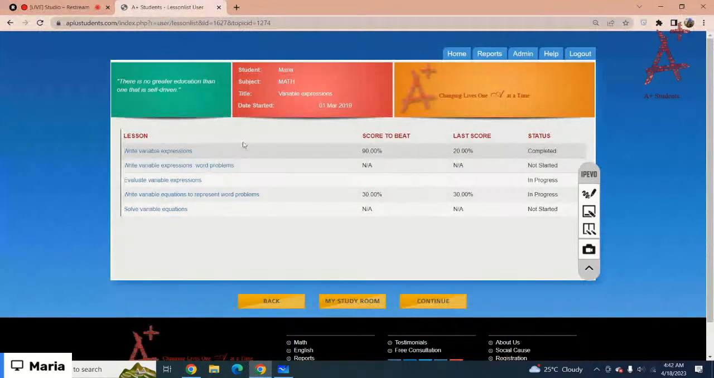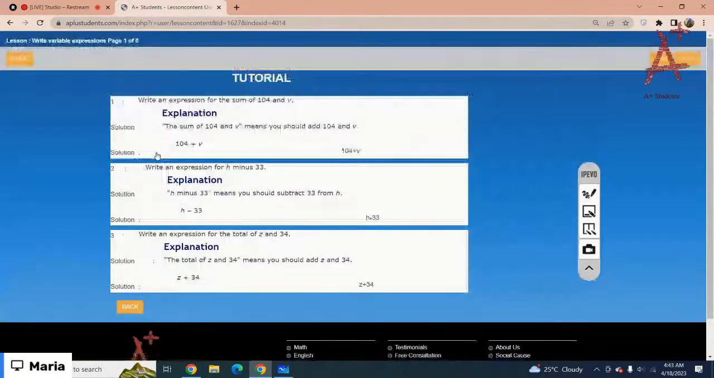Here I'm on grade 4 maths. The chapter is variable expressions. Let's just start with the first lesson, that is write variable expressions. Write an expression for the sum of 104 and v. So basically you have to understand the word sum of 104 and v. That means you should add 104 and v. Got it? So it would be 104 plus v.